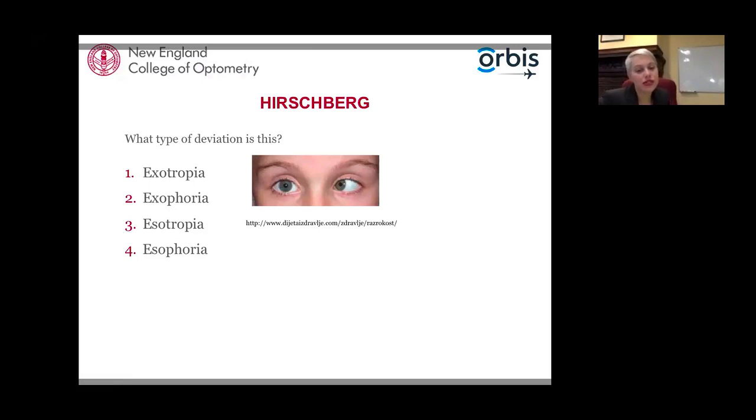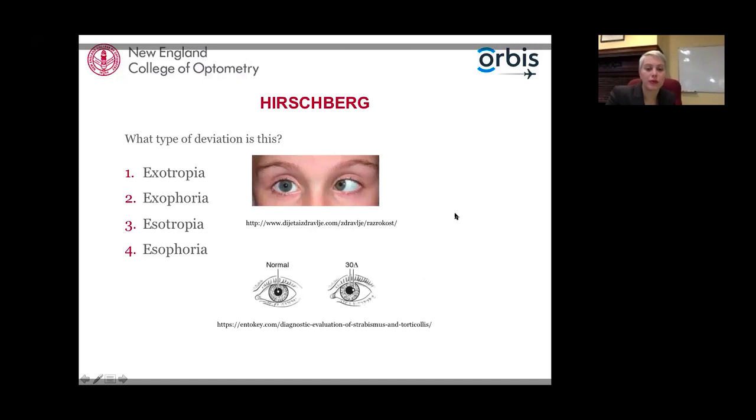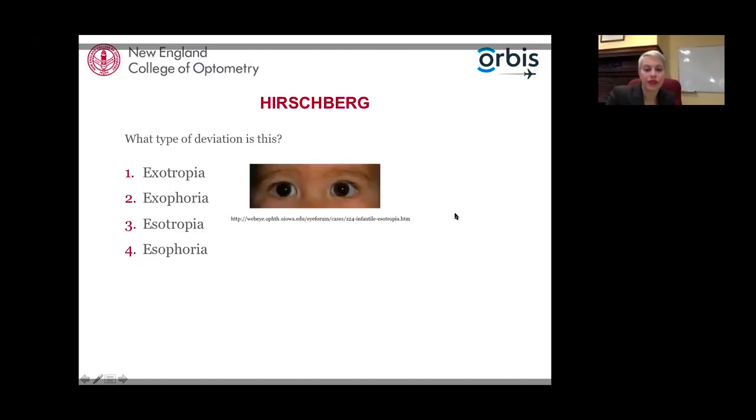turning in, but you can also see that Hirschberg and that little corneal reflex here just off to the temporal side of the pupil. What about this one here? What does everyone think is going on here? Exotropia, exophoria, esotropia, or esophoria?